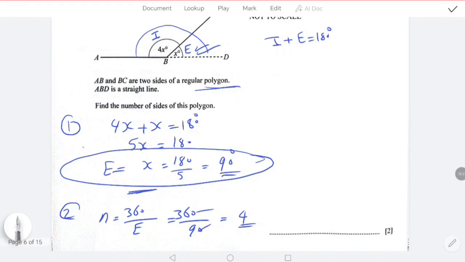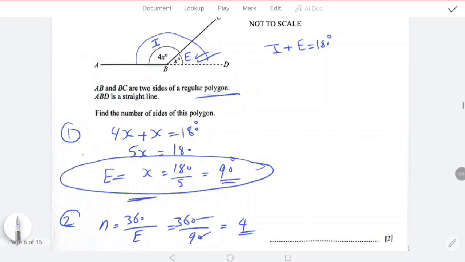This one looks right. 4. How will it be 4? Yeah, it will be 4 if this one is a square. Is that correct? So I feel like there's a mistake. Okay, I'll double check.